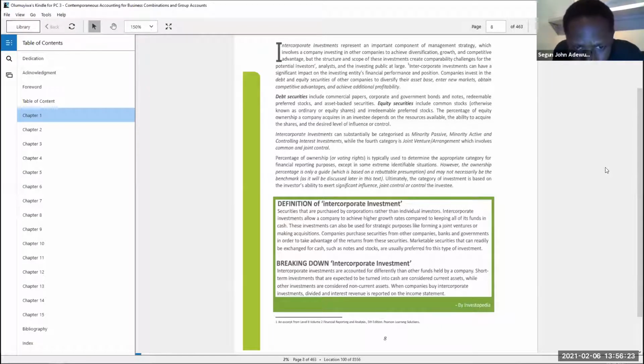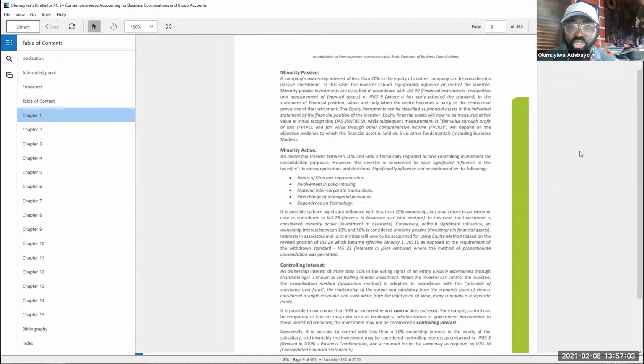for this type of investment. Break down intercorporate investments. Intercorporate investments are accounted for differently than other funds held by a company. Short-term investments that are expected to be turned into cash are considered current assets, while other investments are considered non-current assets. When companies buy intercorporate investments, dividends and interest revenue is reported on the income statement.